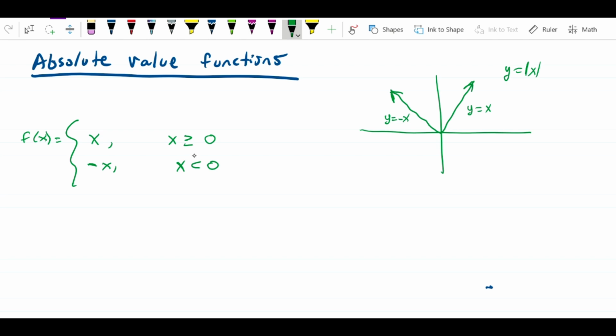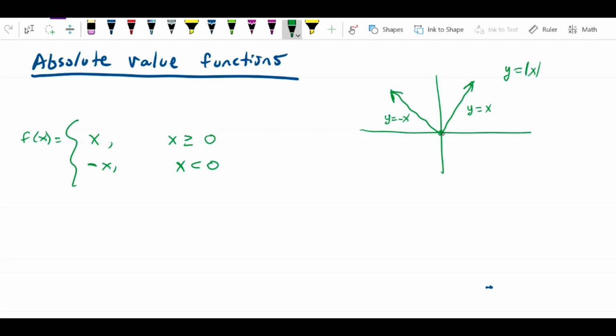By the way, I've sort of arbitrarily assigned 0 to the easier definition. I could have written that it's x for x greater than 0 and negative x for x less than or equal to 0. There's no particular reason you couldn't say that. It's just by convention. You assign the transitional point, which is 0 here, to the easier one of the two definitions, or you can just pick either of them if neither of them is easier.